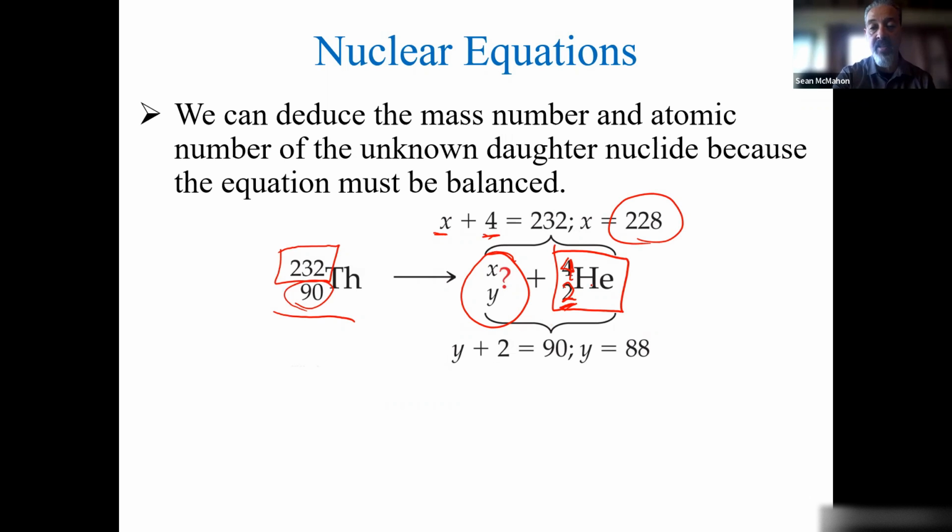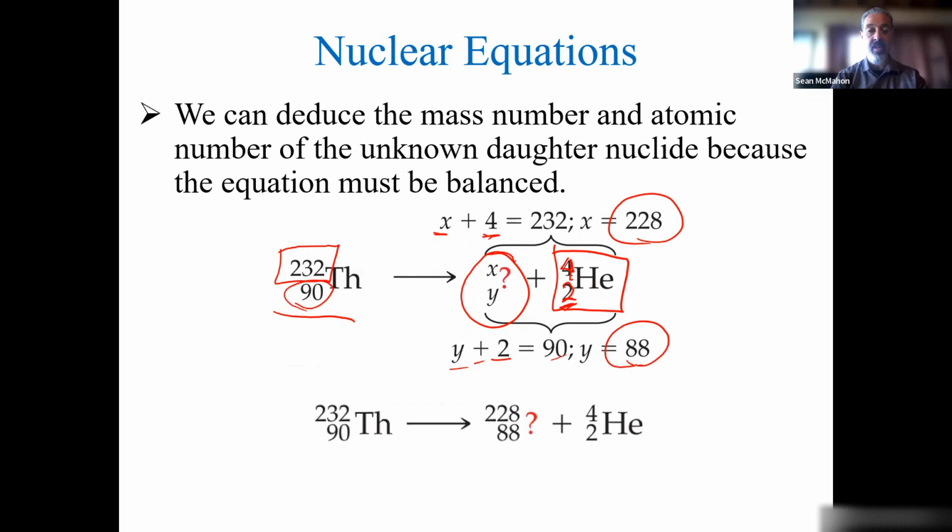We know that the atomic number has to be 90. The alpha decay has an atomic number of 2. So 2 plus what number is 90? It's 88. So the daughter nuclide is 228 for a mass number and 88 for an atomic number. So how do you figure out the elemental symbol? You go to the periodic table.